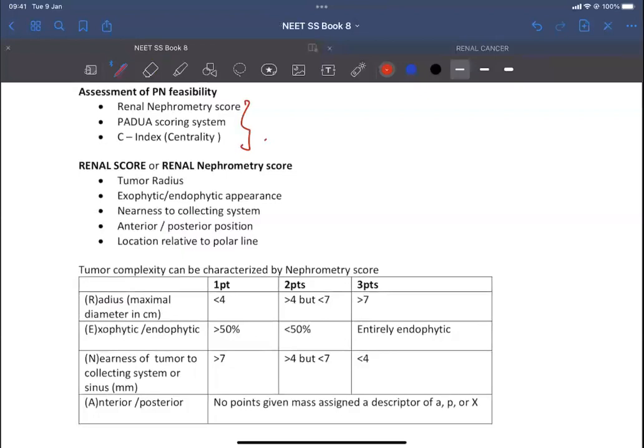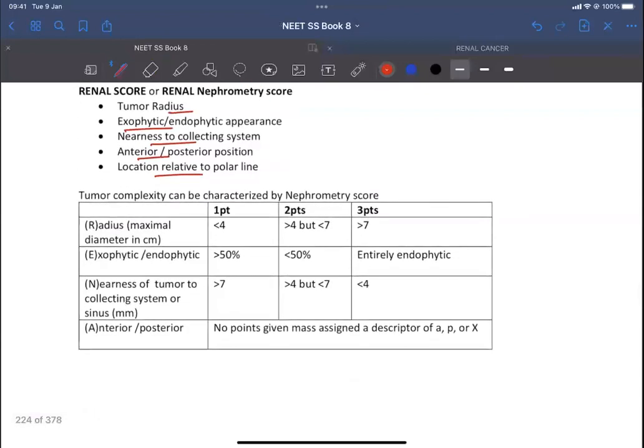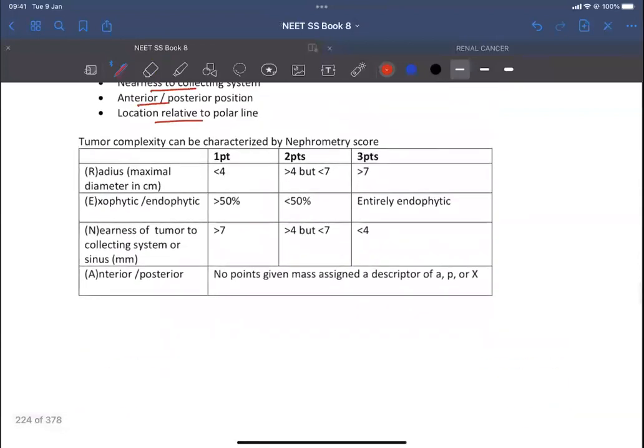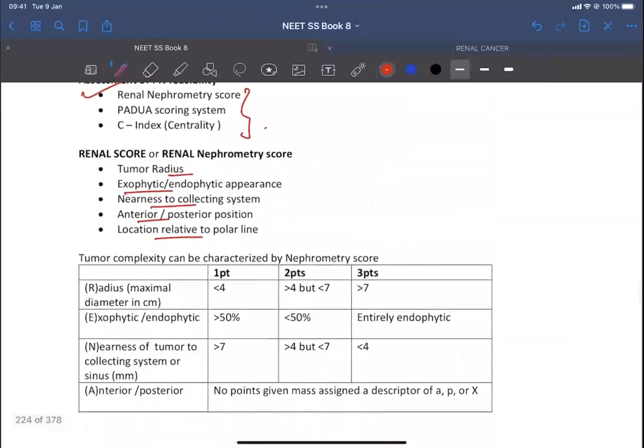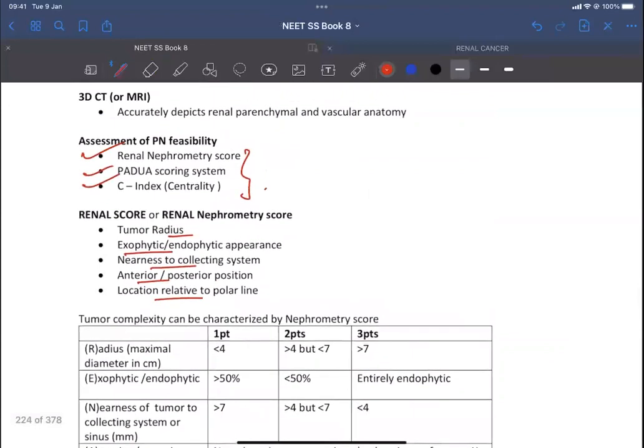One is the RENAL score, where you get radius, whether it's exophytic or endophytic, nearness to the collecting system, anterior, posterior, location related to the polar line. Based on this, you get a score, and then a very high score means it's a higher risk. You've got different scoring systems. Just remember the names of the scoring systems and what they're used for.